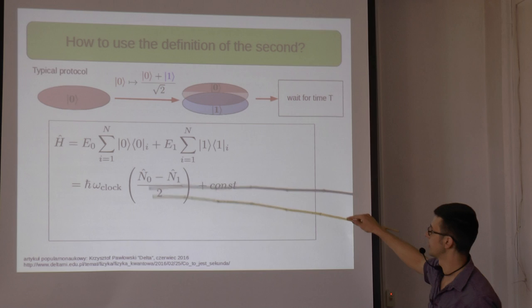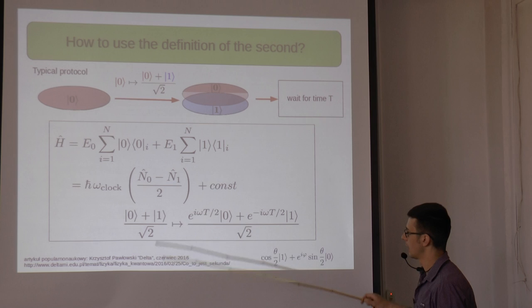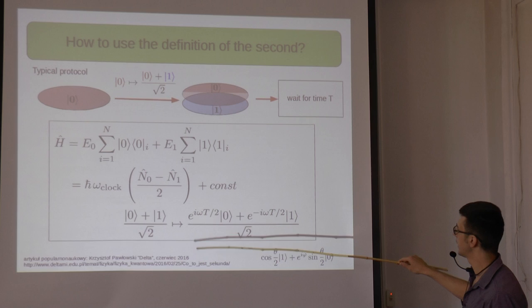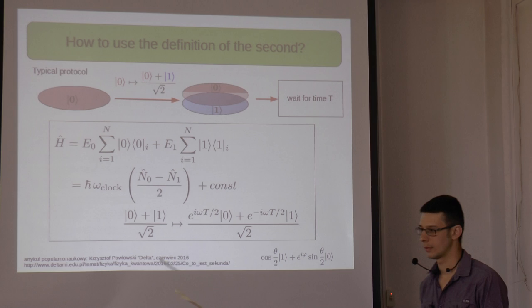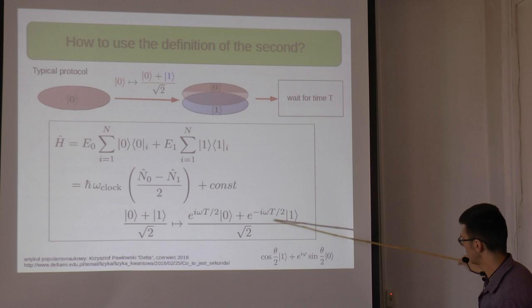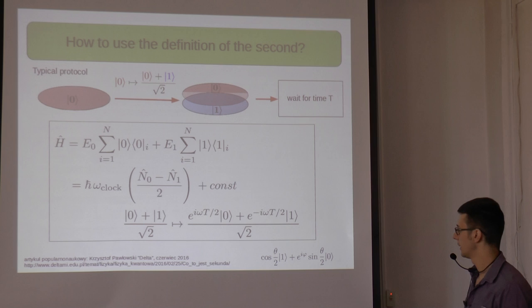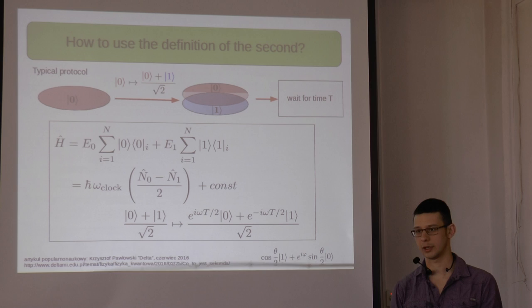So if we have an atom in the superposition 0 plus 1 over square root of 2, then during this waiting time, this interrogation time, due to this Hamiltonian, what is imprinted is the relative phase between 1 and 0. And as the qubit is expressed on the Bloch sphere with this formula, this relative angle phi is an azimuthal angle. So by this first operation, we are taking the state from the South Pole to the equator. And during this dynamic, it's just rotating.